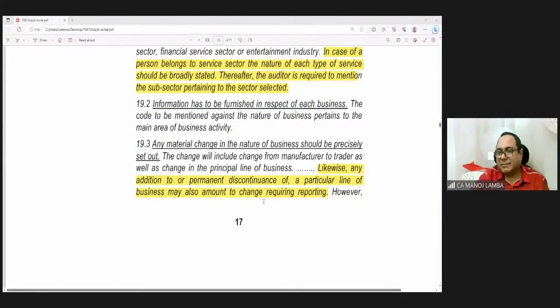Any material change in the business should be precisely set out. The change will include change from manufacturer to trader. If earlier you were a manufacturer, but during the year you become a trader, then the effect should be mentioned. The change will include change from manufacturer to trader or vice versa, as well as change in the main line of the business. Likewise, any addition or permanent discontinuance of a particular line of business may also amount to change reporting.